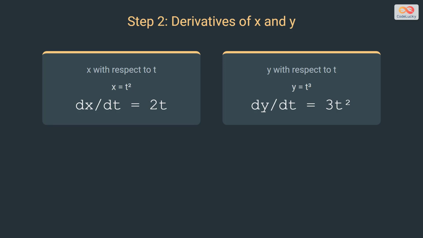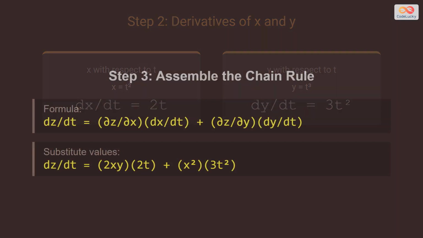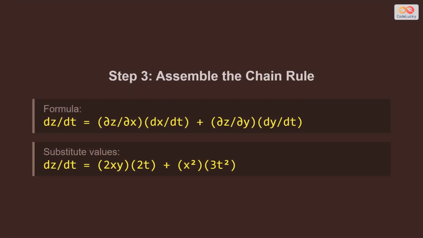Next, we find the derivatives of our intermediate variables with respect to t. The derivative of t squared is 2t, and the derivative of t cubed is 3t squared. Now we substitute these pieces into our chain rule formula. We take the product of the x terms and add it to the product of the y terms.